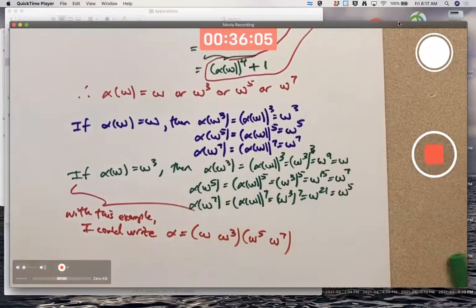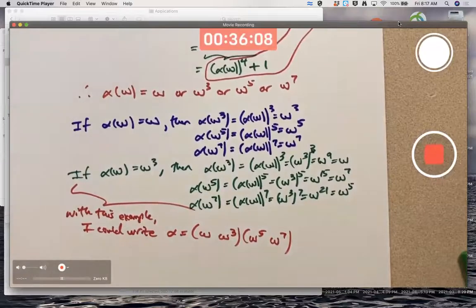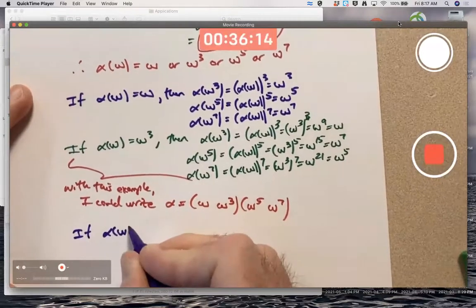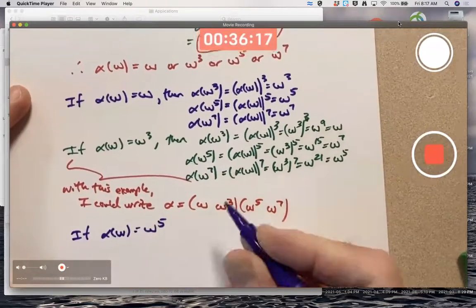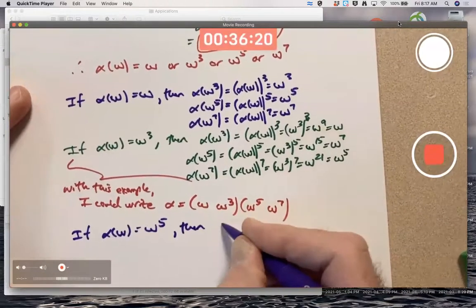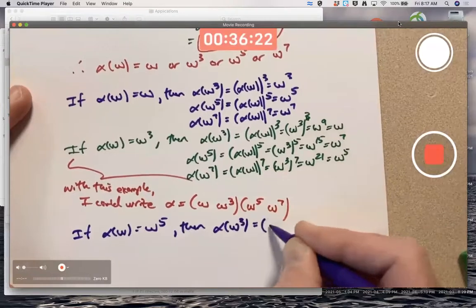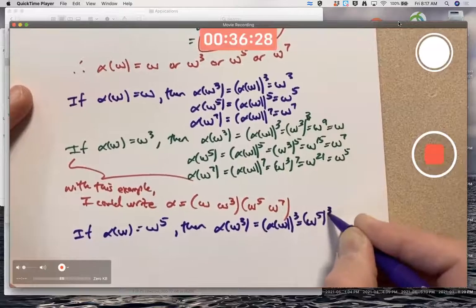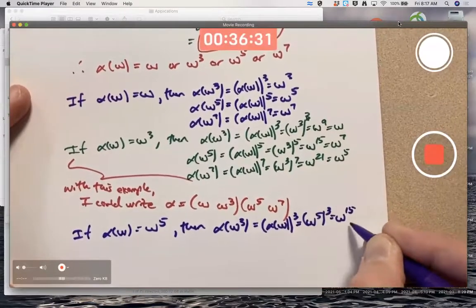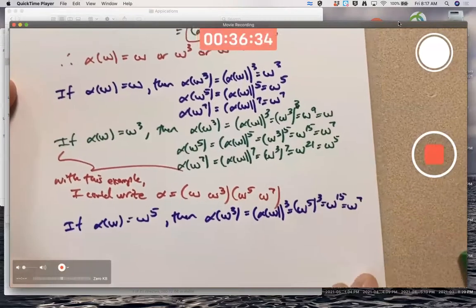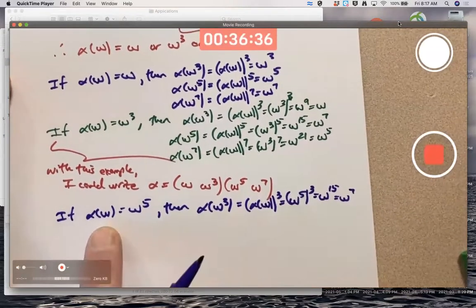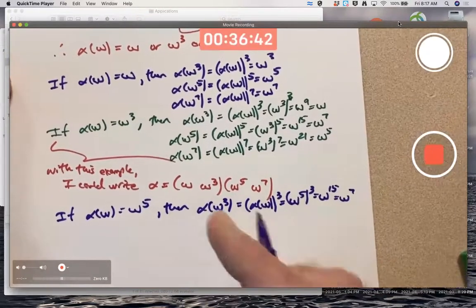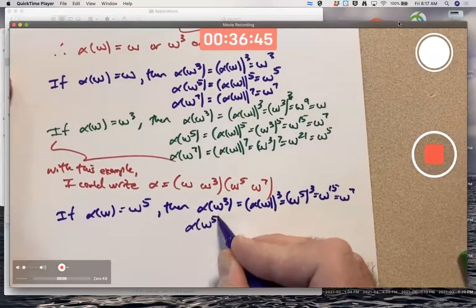There are 2 more possibilities here. If alpha of omega equals omega to the 5th, then what's alpha of omega cubed? It'll be alpha of omega quantity cubed. That'll be omega to the 5th cubed, which will be omega to the 15th, which will be omega to the 7th. If omega gets mapped to omega to the 5th, then omega cubed will get mapped to omega to the 7th. What does omega to the 5th get mapped to?